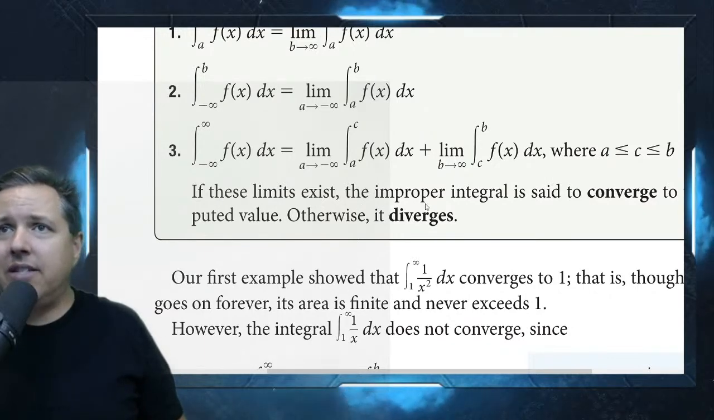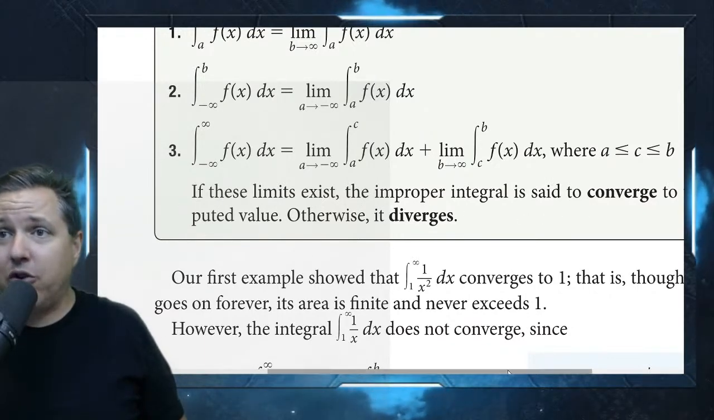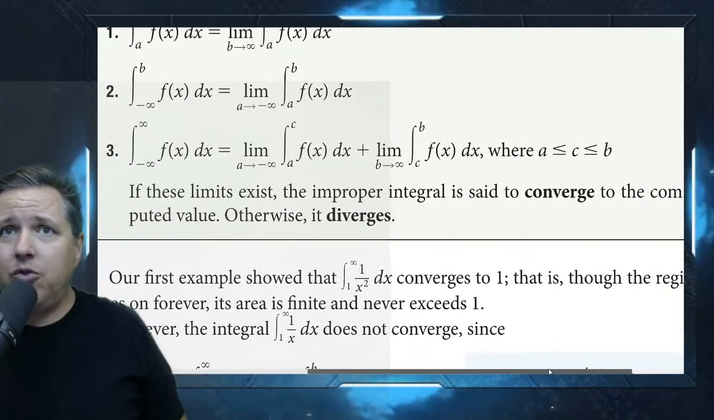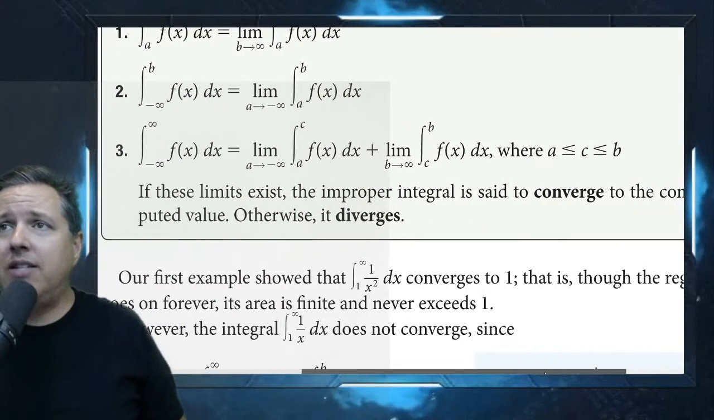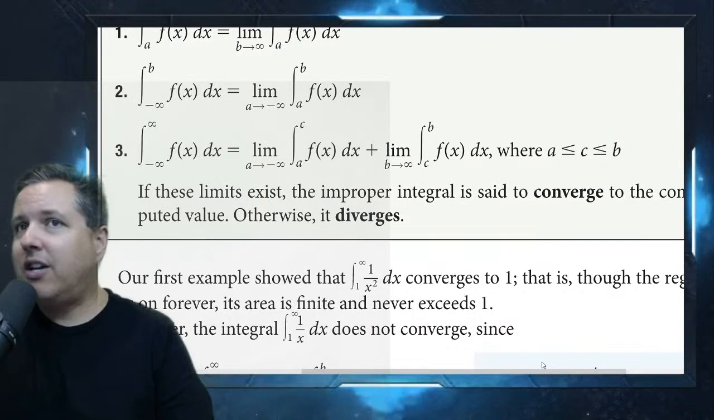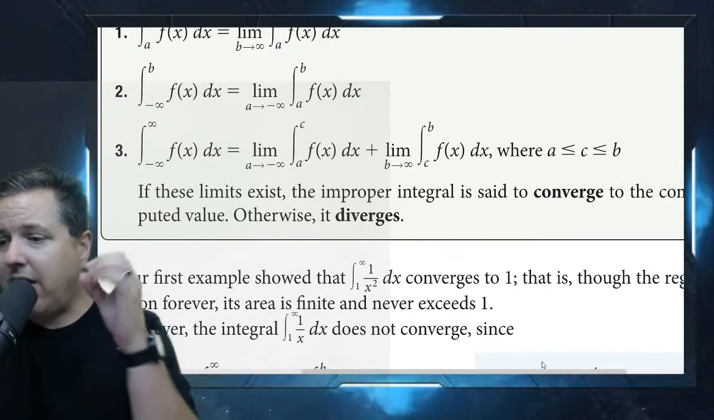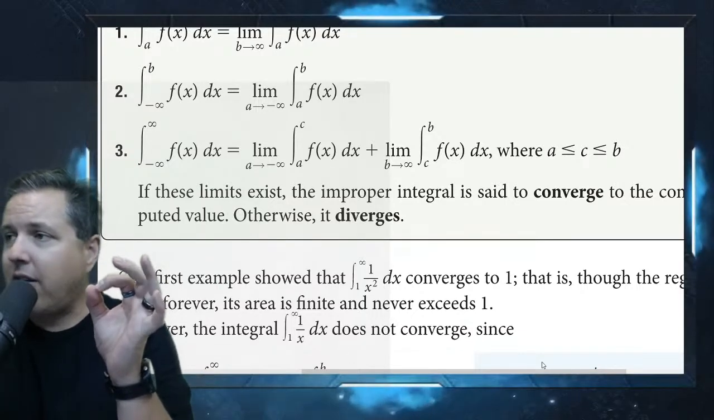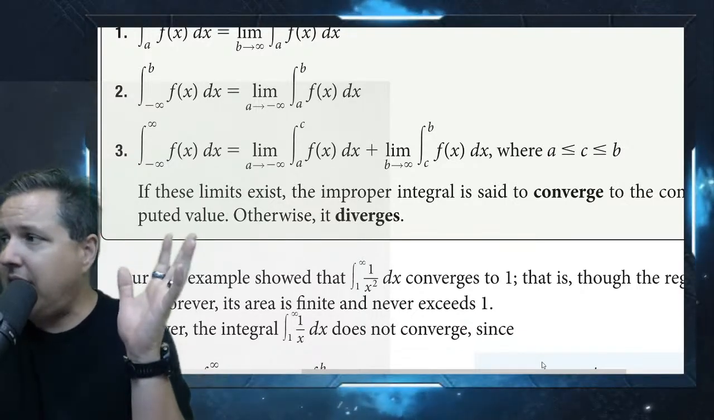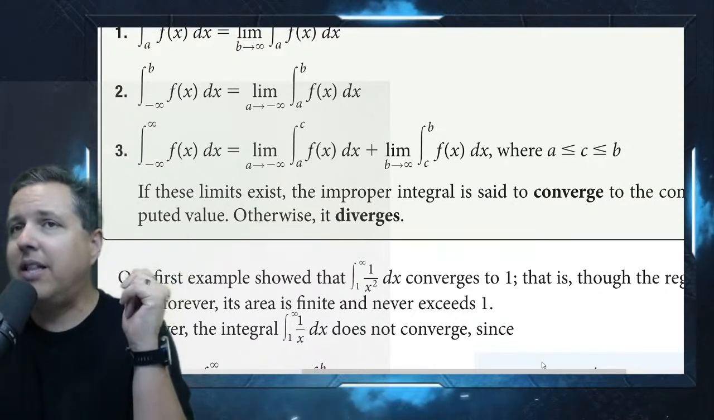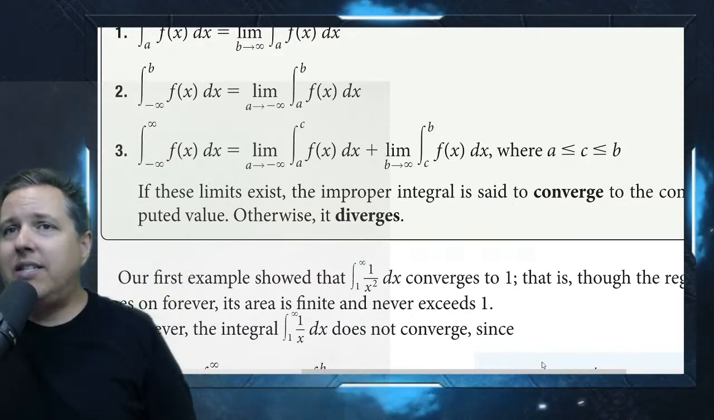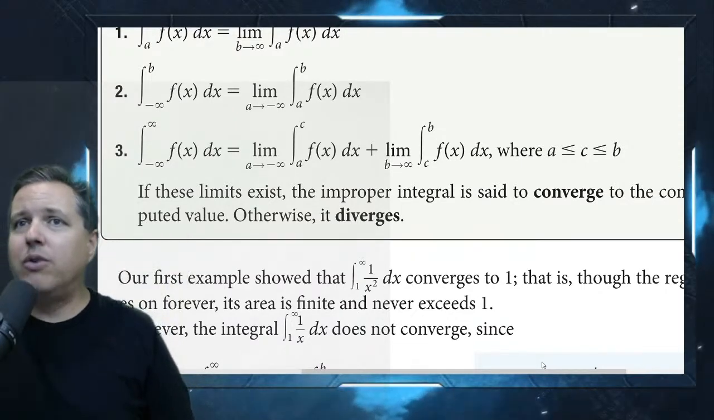If these limits exist, the improper integral is said to converge to the computed value. We say it converges when, after you take the integral, you get a finite number value back, like 4/5 or 7/8 or 27 or something like that. Otherwise, it diverges, if it doesn't go to a specific value.